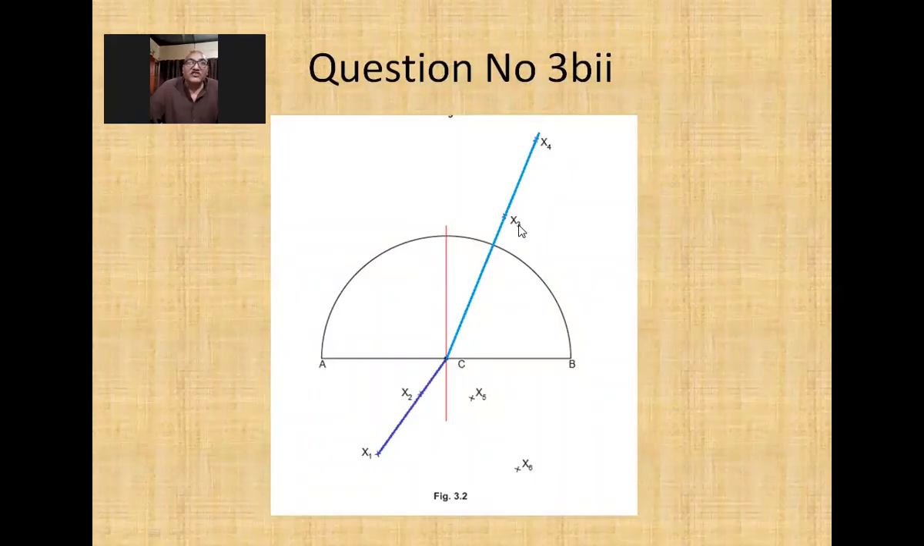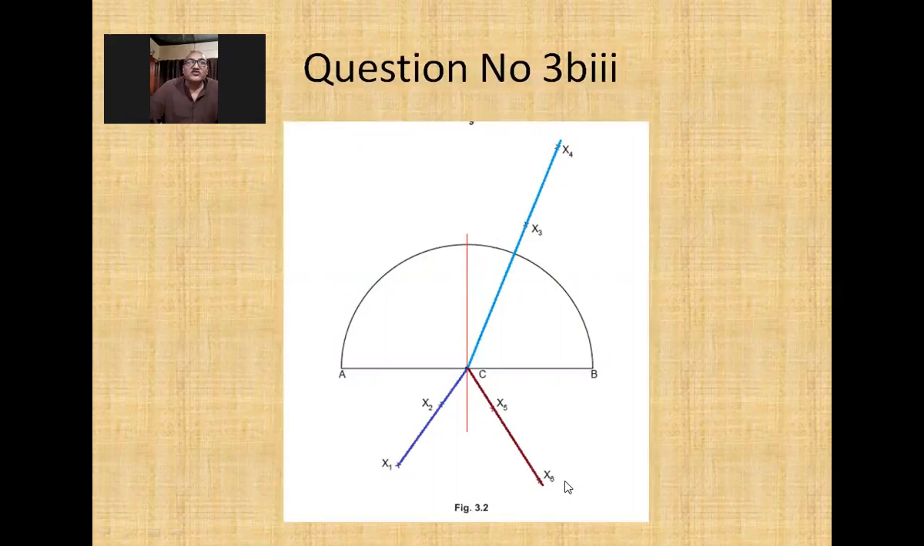Then he says join X4 with X3 up to point C. So here with this purple color line, I have joined them. And then he said join X6 with X5 with C. That is the reflected ray. So here you can see, this is the angle of incidence. You can measure it with the help of a protractor. This is the angle of reflection. You can measure it with the help of a protractor. And this is the angle of refraction inside the glass. And you can also measure it with the help of a protractor.